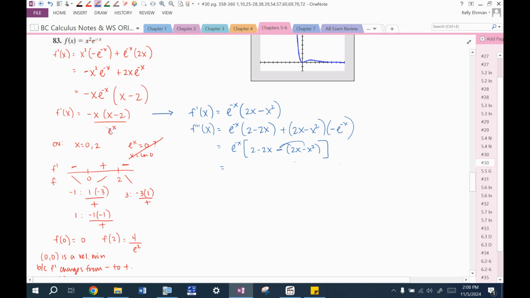So what do we have up here? We have a positive x squared, negative 2x minus 2x is minus 4x, there's a plus 2. Let's send e to the x to the bottom, e to the negative x to the bottom.